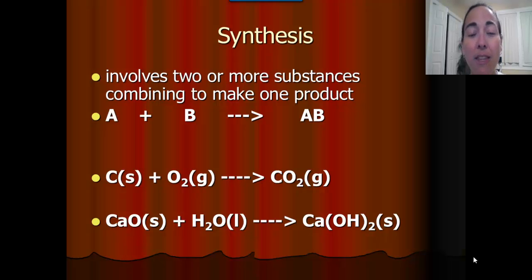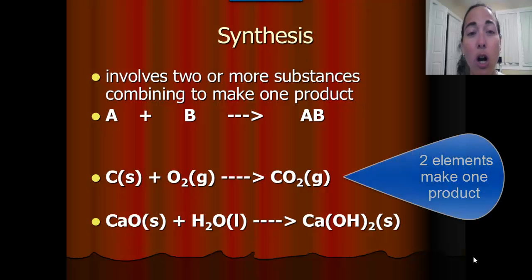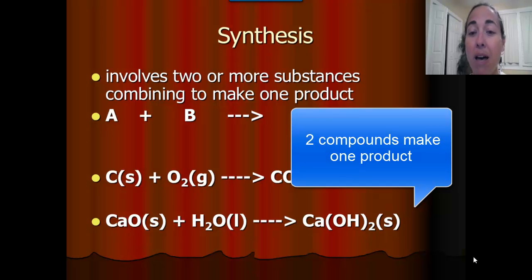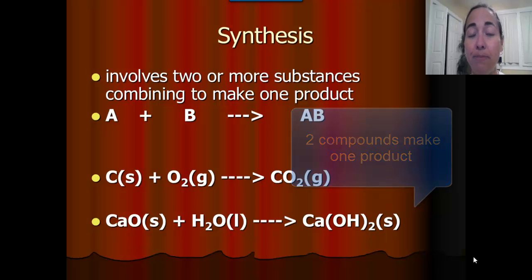If you take a look at the two examples here on the screen, the carbon plus oxygen are two elements. They combine to give you one product, carbon dioxide. The second example is calcium oxide plus water. Two compounds combine to give you one product.